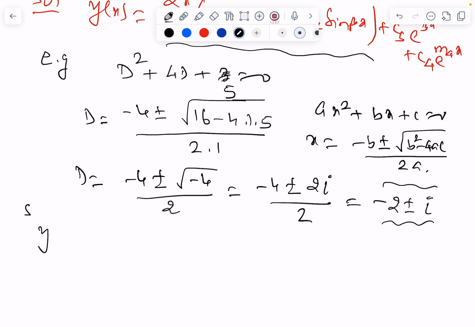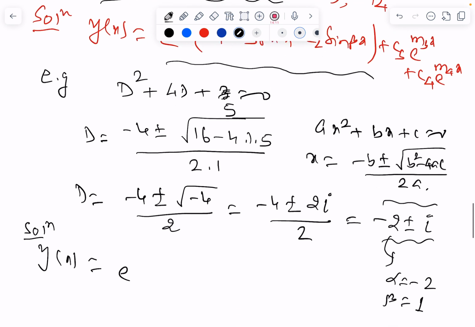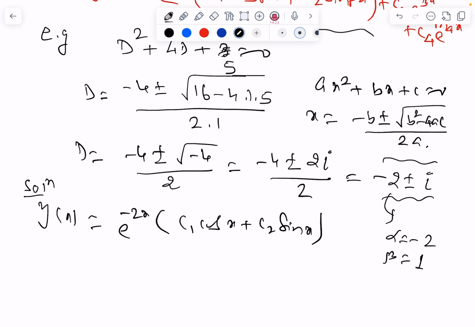And so the solution is e power alpha x times the combination, where alpha is minus 2 and beta is 1. So y equal to e power minus 2x (c1 cosine x plus c2 sine x). So this is the solution.